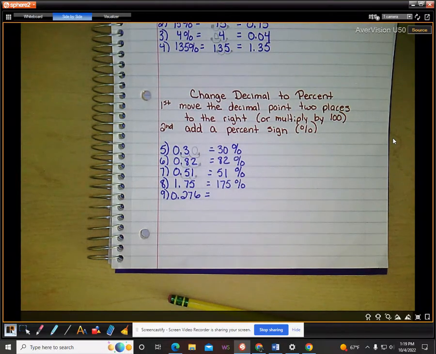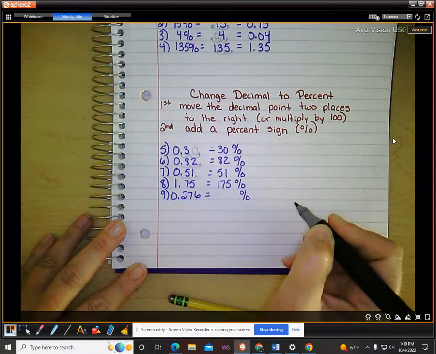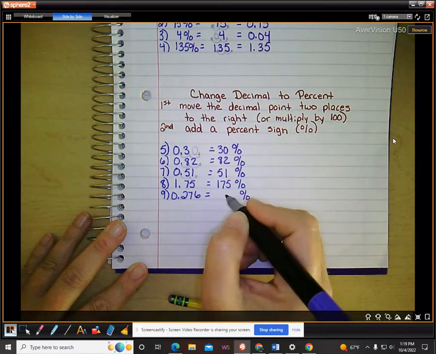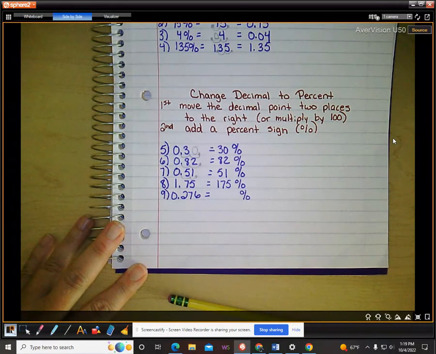Gavin, what do we think this percent is going to be? 276. Why would it be 276? No, okay. 27. I don't know. I think it's 27. You can't just get rid of a number. You're on the right track. Oh, you got to have some confidence.